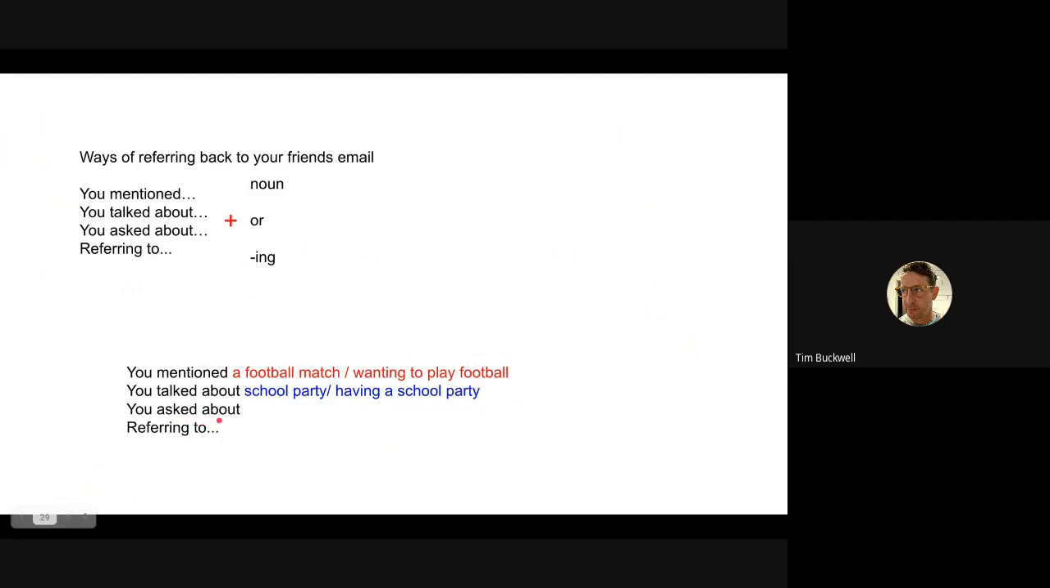What about you asked about? Let's see what that can be followed with. You asked about a time to meet. That's a noun. You asked about meeting on Thursday, ing. So all of these structures can be followed by a noun or ing: referring to a film to watch, referring to watching a film. So you can either follow it with a noun or ing. Wanting, having, meeting, watching. These are nice ways of referring back to your friend's email.